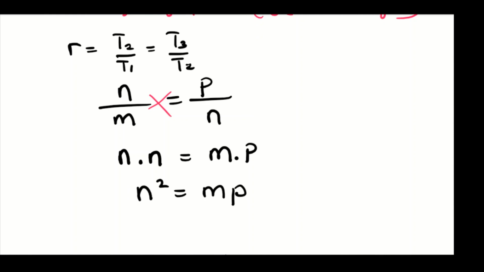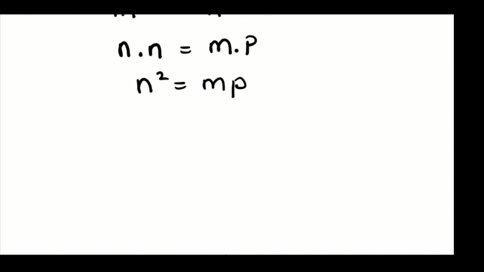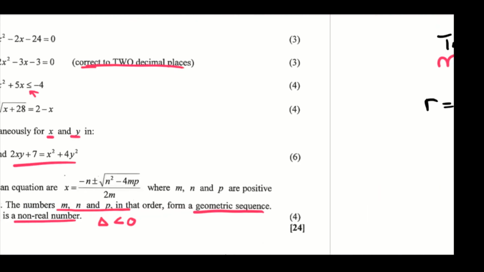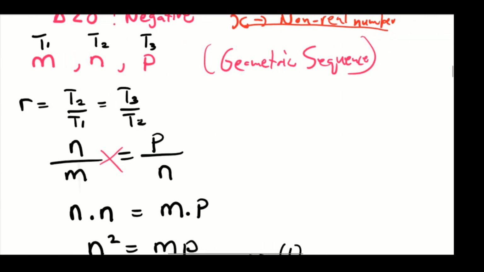So what we are getting in this small problem is that n squared is equal to mp. We might need this expression, so let me write it as equation 1. Remember, we want the discriminant to be less than 0. The discriminant is equal to b squared minus 4ac. So I want us to look at what's inside the square root, because that is the discriminant, whatever is inside the square root. It's n squared minus 4mp. So we're just going to write that. So that is our discriminant.